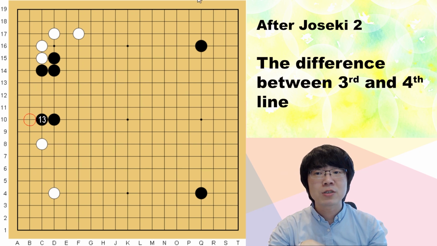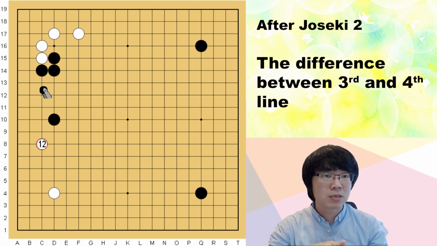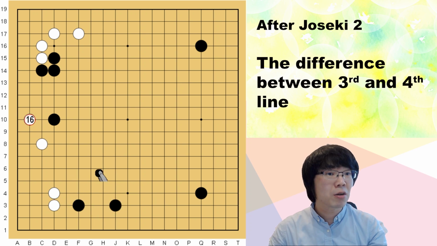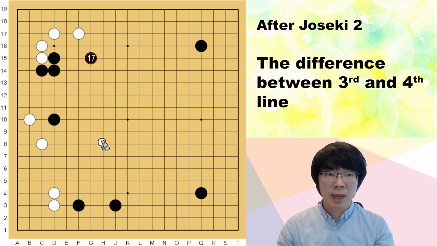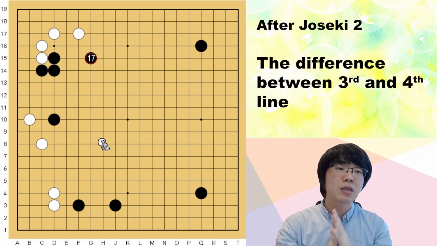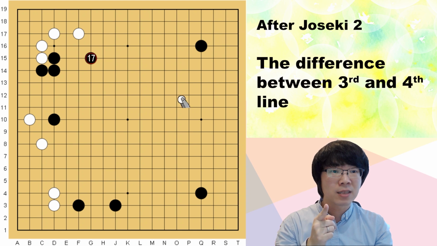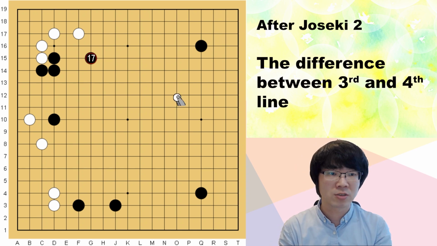So why are we using the fourth line? The reason is that when white approaches here, black doesn't care about black's base, which means black just wants to handle the center. Black can play a fast move like this. Even though white plays here, black can just try to handle the influence. That is the reason why black plays the fourth line. So basically it should be harder than the third line. But it doesn't mean that it is bad. It just depends on how much you understand about handling the influence.